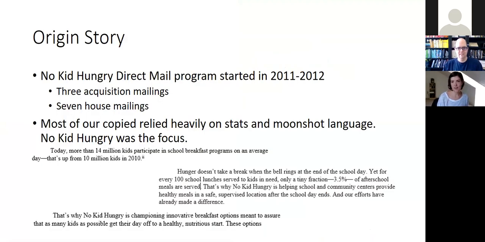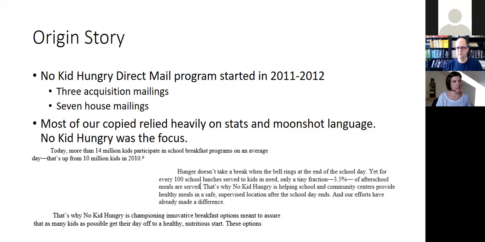I put a lot of story-related titles on all of these slides since that's the topic today. Our origin story is basically that the No Kid Hungry direct mail and direct response program really started in 2011 and 2012. Share Our Strength is the organization that I work for. We've been around since the 80s, but the No Kid Hungry campaign and the main cause that we fundraise for really started just a handful of years ago.